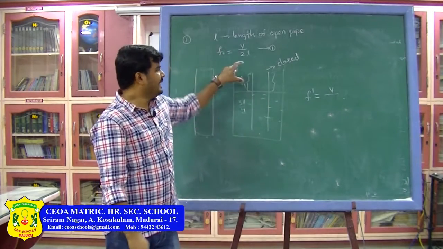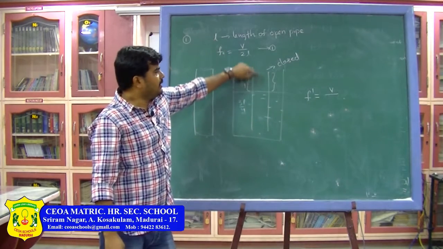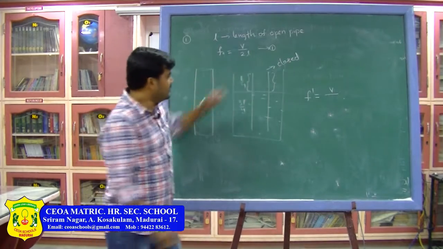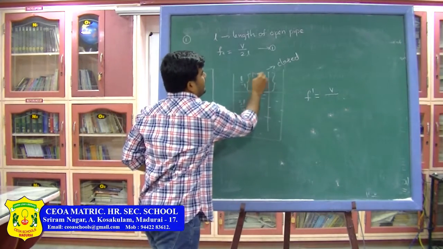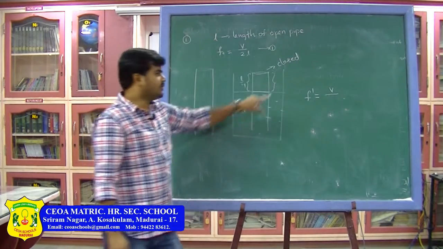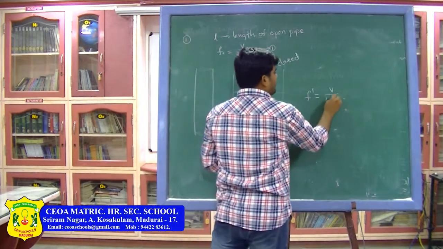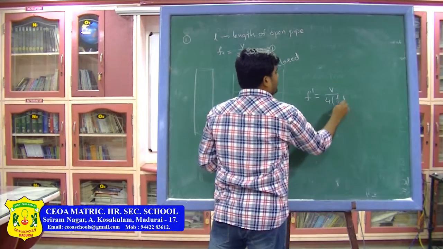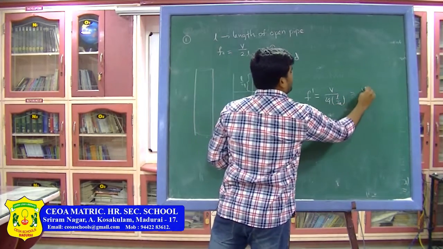So, 4 times the length of the pipe in which the air column is vibrating. This is the closed end, this is the open end. So, only this length we have to consider because the remaining length is inside the water. So, that is V by 4 times the length of the pipe, which is L by 4. So, the 4 gets cancelled, and you will get V by L.